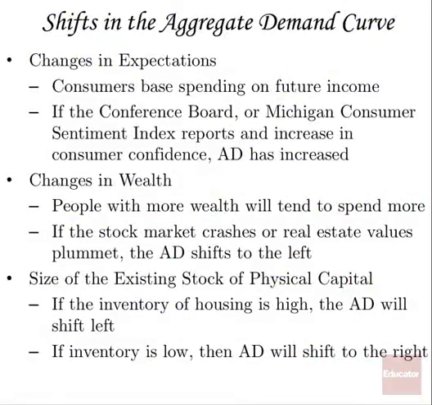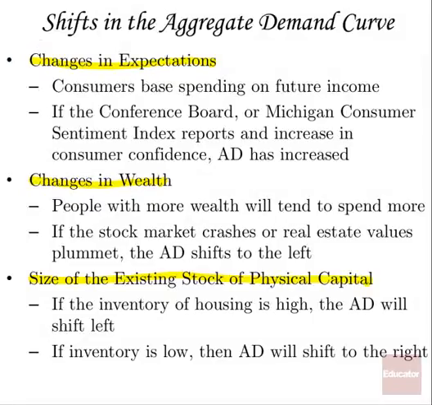Now, shifts in the aggregate demand curve. What are reasons why there could be a shift? We talked about movement along the aggregate demand curve. Now we're going to talk about some reasons why there's shifting in the aggregate demand curve. There are going to be 5 reasons here. We're going to look at the first 3 in the slide here. The first 3 are changes in expectations, changes in wealth, and size of the existing stock of physical capital. So let's go ahead and label this here, number 1.